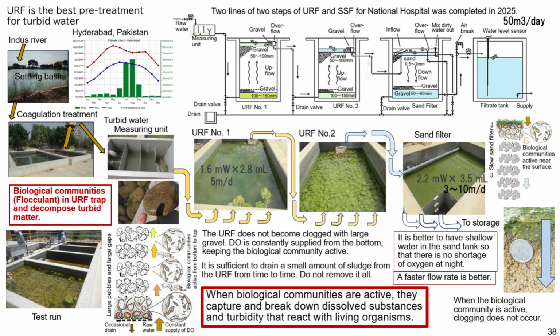The URF does not become clogged with large gravel. DO is constantly supplied from the bottom, keeping the biological community active. It is sufficient to drain a small amount of sludge from the URF from time to time. Do not remove it all. A faster flow rate is better. It is better to have shallow water in the sand tank so that there is no shortage of oxygen at night. When biological communities are active, they capture and break down dissolved substances and turbidity that react with living organisms.